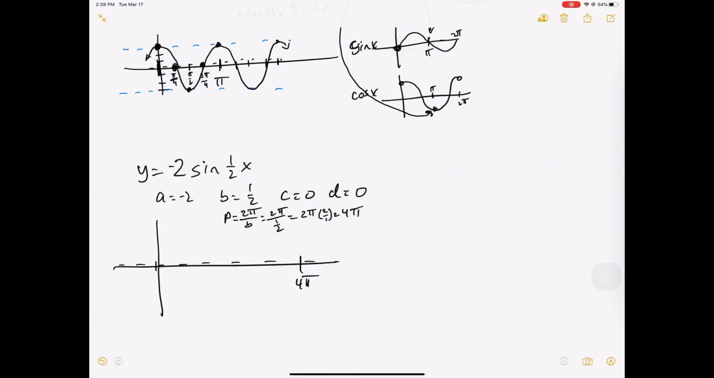So whenever I graph my period, I then cut it in half, half, and half, because this gives me my spacing. The half of 4 pi is 2 pi. Half of 2 pi is pi. And if we're counting, 1, 2, 3 pi, and then 4 pi, right?